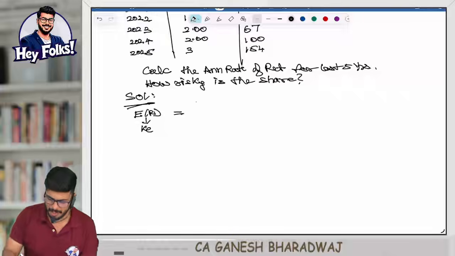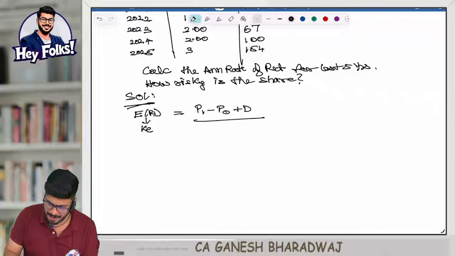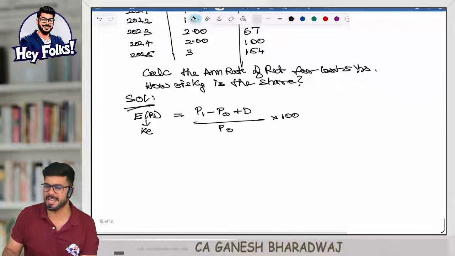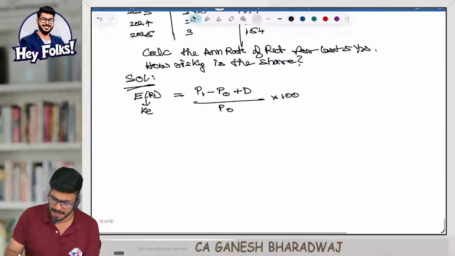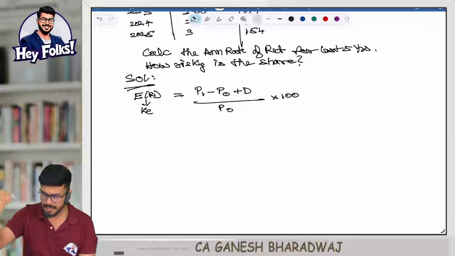Now write the formula. What is it? Tell and write. Come on. P1 minus P0 plus D divided by P0, into 100. Now quickly, guys, for each of the 5 years, shall we do it? Yes. Now once you write the formula, it's enough, right? Now let's do the calculations.